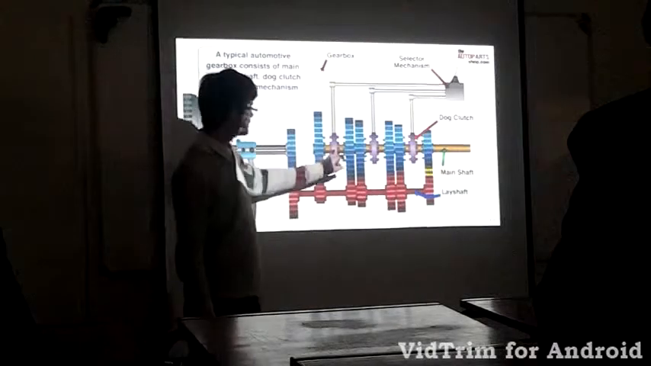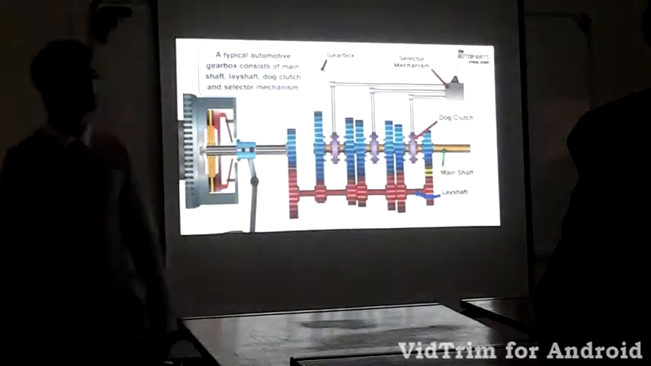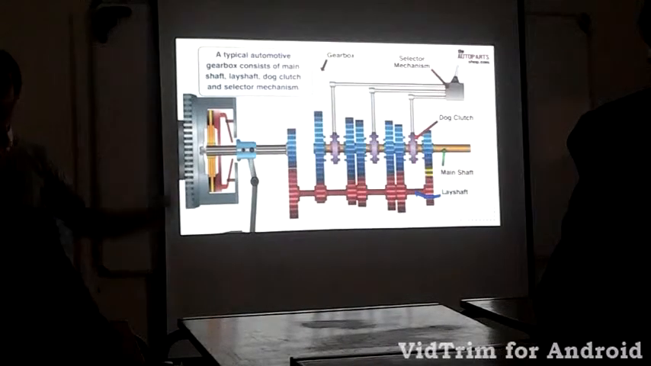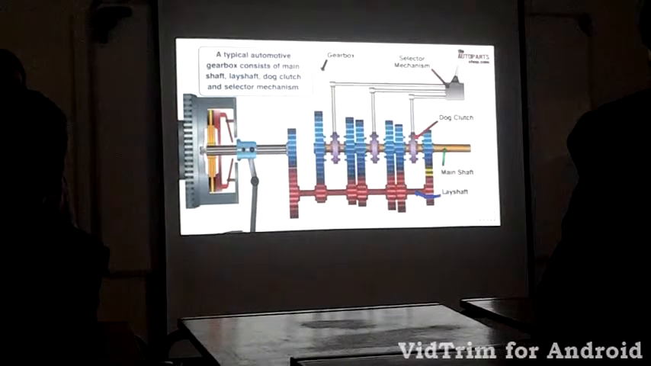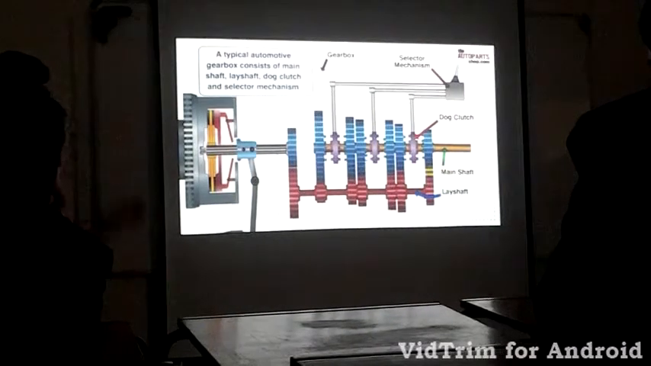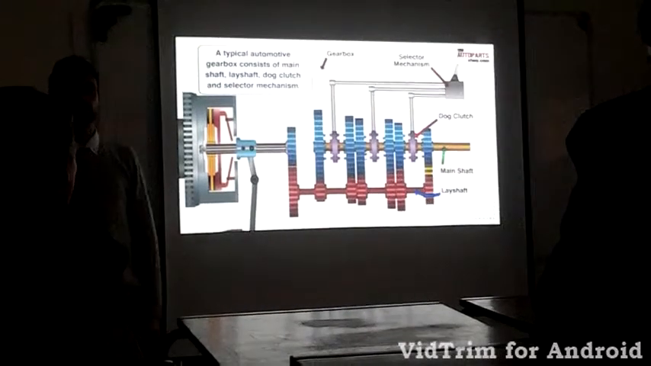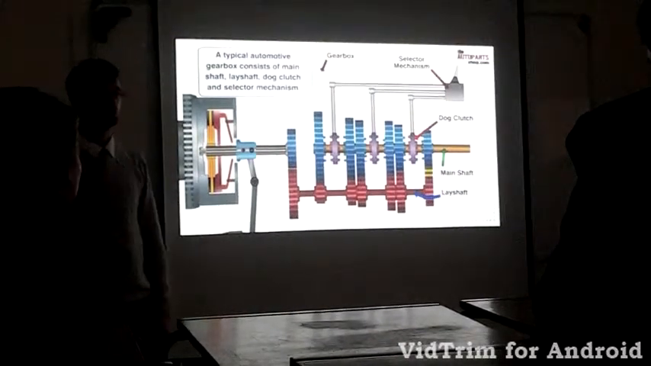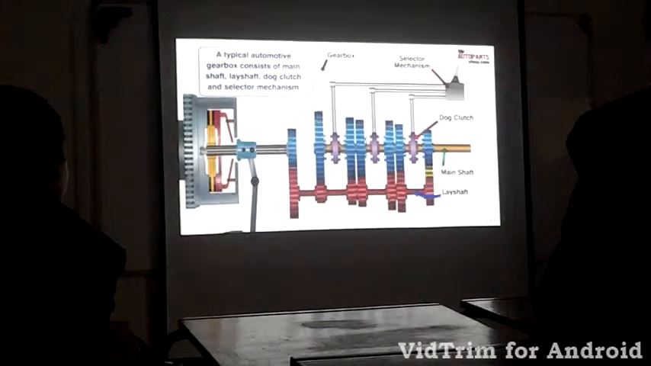However, these over here, your dog clutches, those are connected to the yellow shaft. If your dog clutch turns, your shaft will turn. Okay, all got that? Follow? Now, when you want to change, at the moment this car is in neutral. No gears are engaged at all. If you want to change into first, then the following happens.